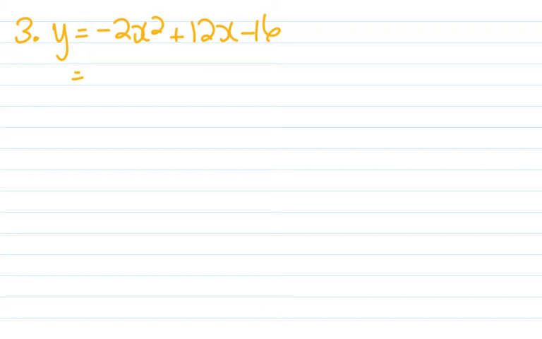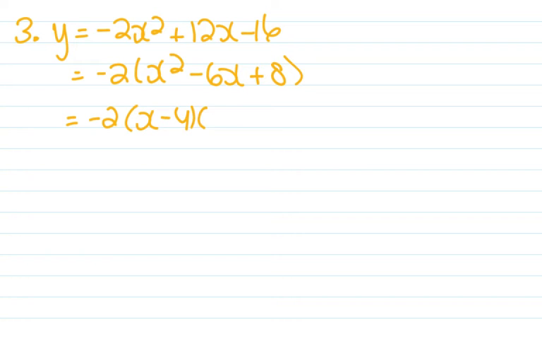So first look for a greatest common factor. I can take a negative 2 out of all of these terms, so negative 2(x squared minus 6x plus 8). Now looking just at the bracket there, I need to check if I can factor this. So two numbers that multiply to 8 and add to negative 6 would be negative 4 and negative 2. So this can be fully factored: (x minus 4)(x minus 2).